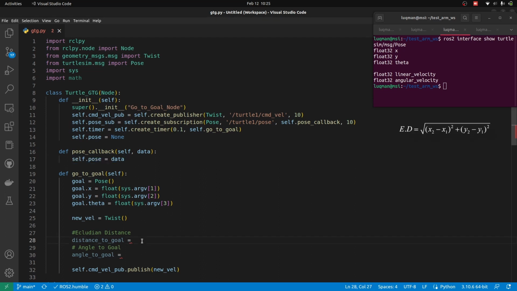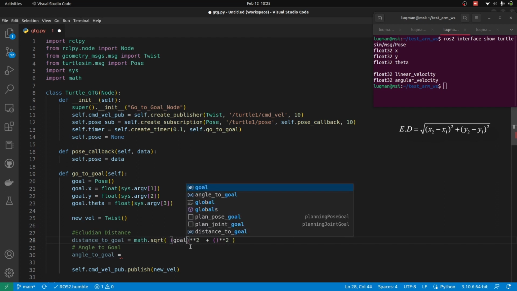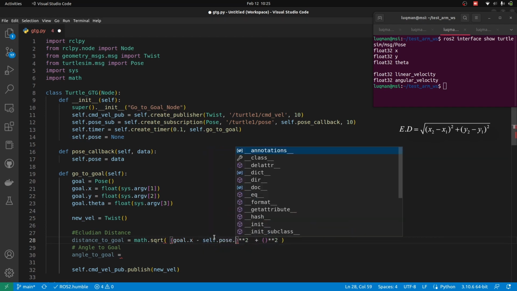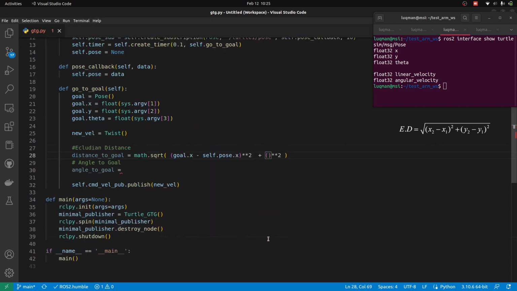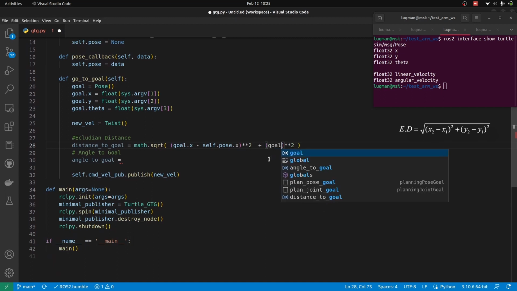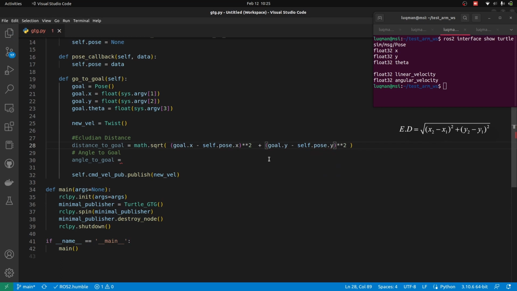So the formula was square root of x2 minus x1 squared plus y2 minus y1 squared. In our scenario, x2 is goal x and it is subtracted from self.pose.x, which is robot pose. For y, it is goal y minus self.pose, and that's the robot pose in y. X2 minus x1 squared, y2 minus y1 squared, that's the Euclidean distance.